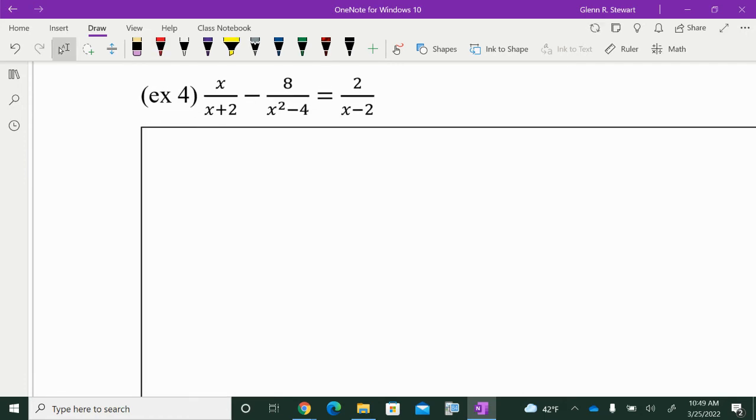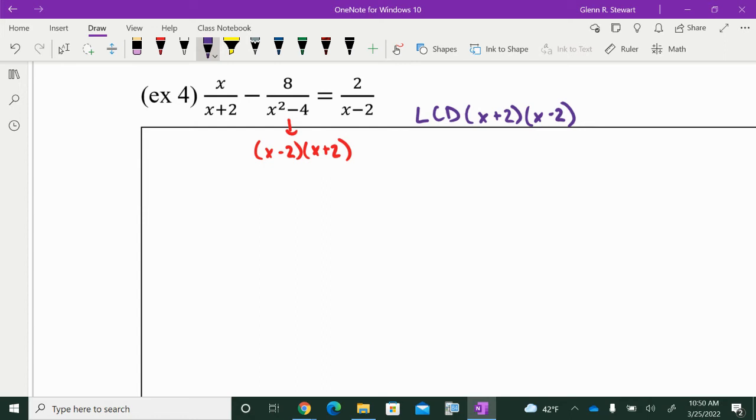All right, example number 4 gets a little bit more intricate. I'm not going to say the word difficult. It gets a little more intricate. The reason being is because you have to factor x squared minus 4 into (x minus 2) times (x plus 2) to start. From here, then, we can find an LCD. And an LCD, it looks like it's going to be (x plus 2) times (x minus 2).